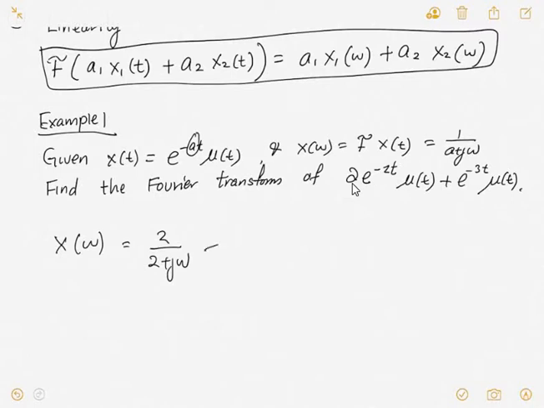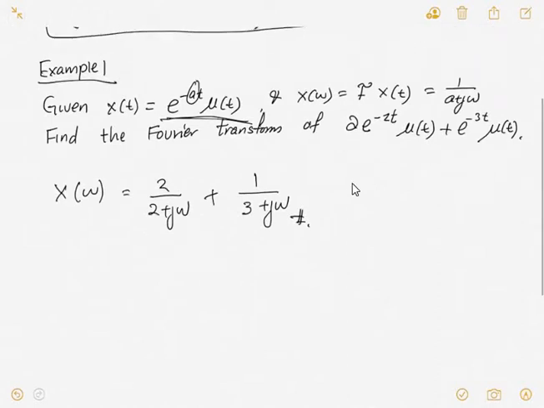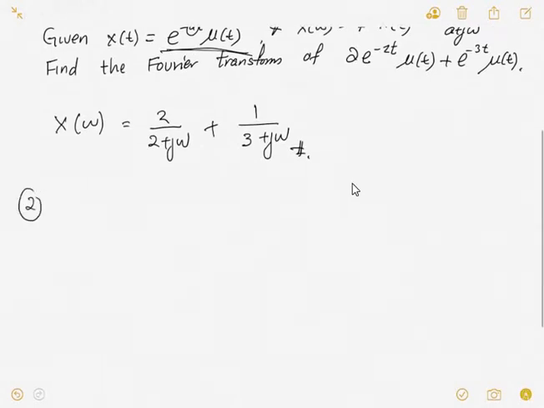Okay, and then plus exponent negative 3t u(t). If you compare with this one, we have the a is referred to 3. So 1 over 3 plus j omega. So this is the answer. Okay, next we look at the time scaling, the second property.